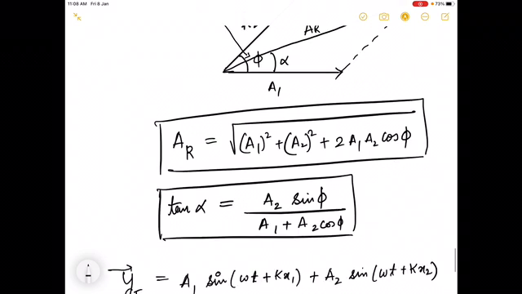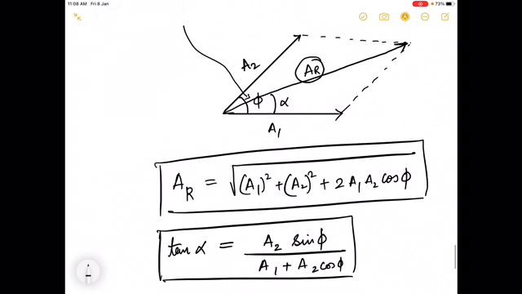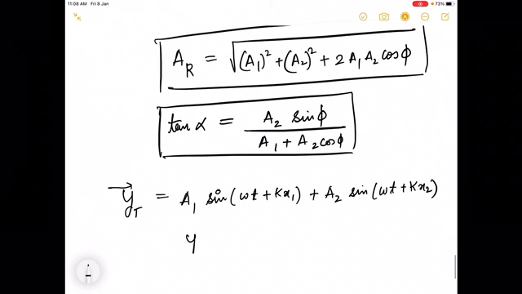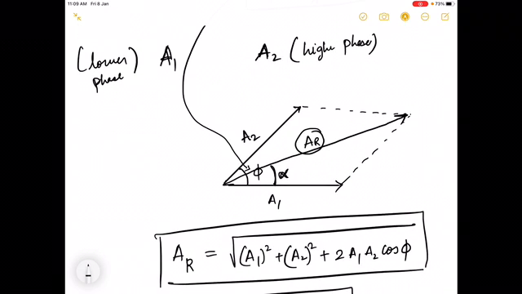Now remember, our resultant vector AR is the resultant amplitude, which shows how the wave is going to behave. This is at some angle alpha from A1. So can I write my resultant as y(t) equals AR times sine? Remember, this AR is at an angle alpha higher than the A1 vector.